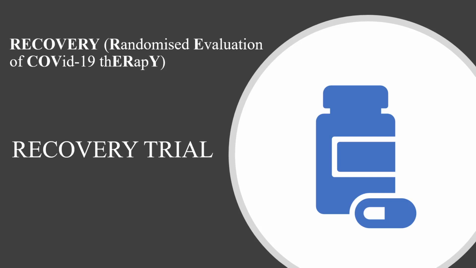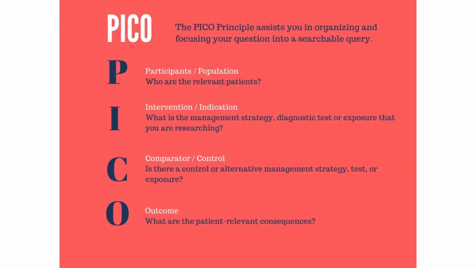In any trial, we discuss a format, that is the PICO principle. PICO stands for P for participants or population, who are the relevant patients; I for intervention or indication, the management strategy, diagnostic test or exposure that you are researching; C for comparator or control, is there a control or alternative management strategy, test or exposure; and O for outcome, what are the patient-relevant consequences. So we will discuss in this PICO format, right?